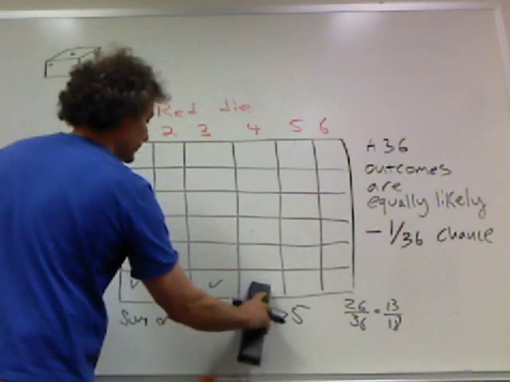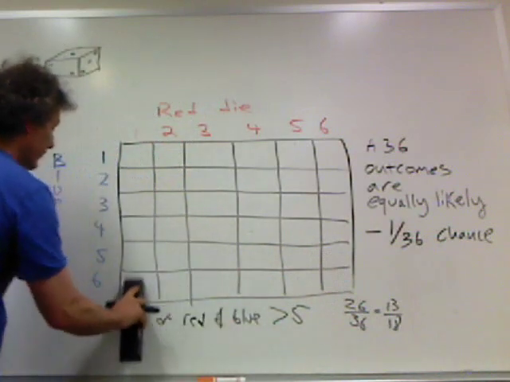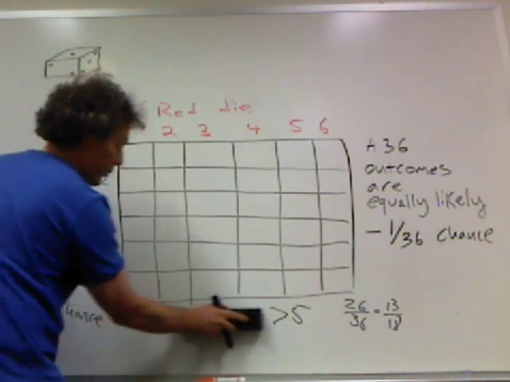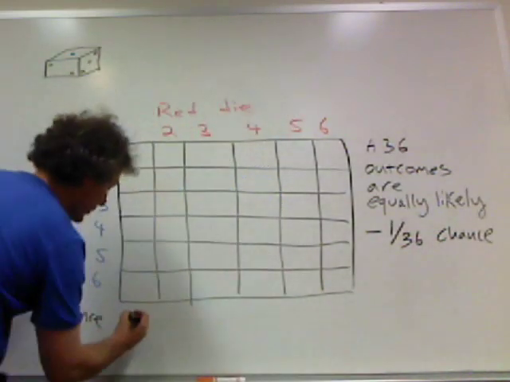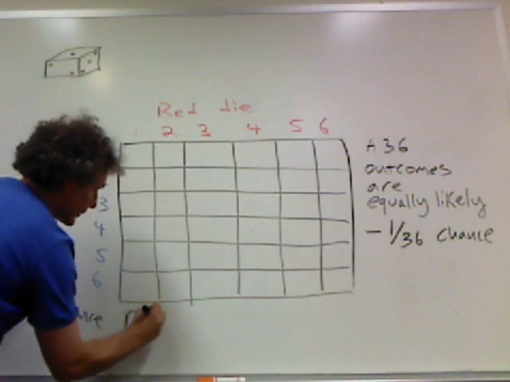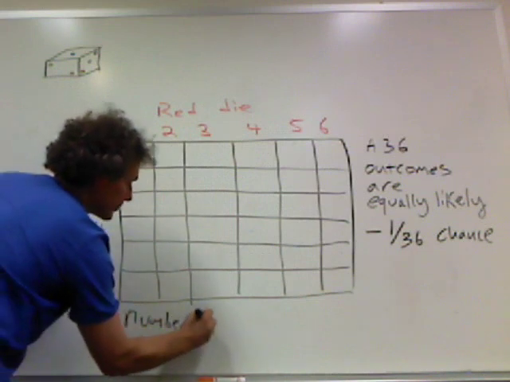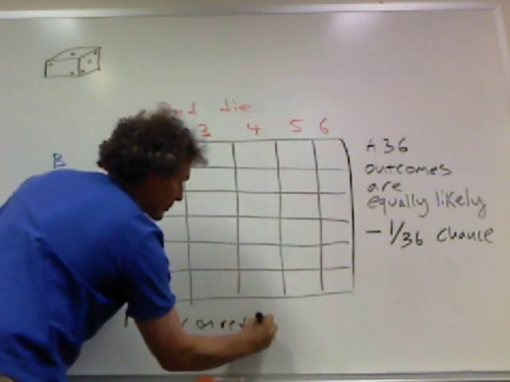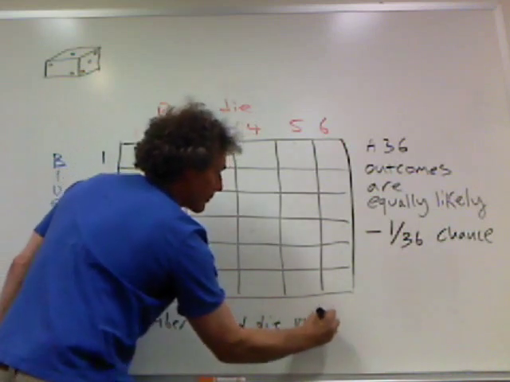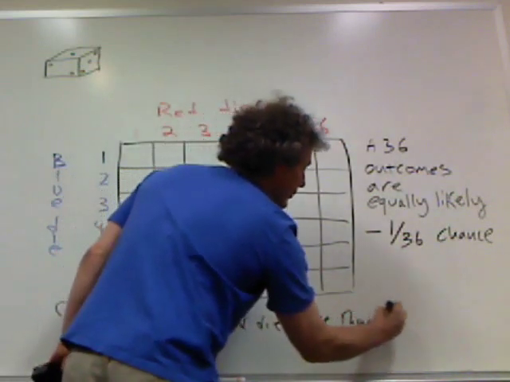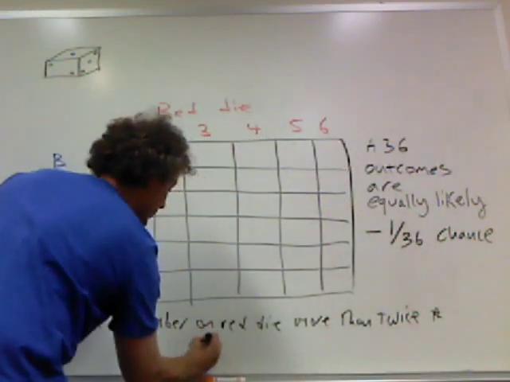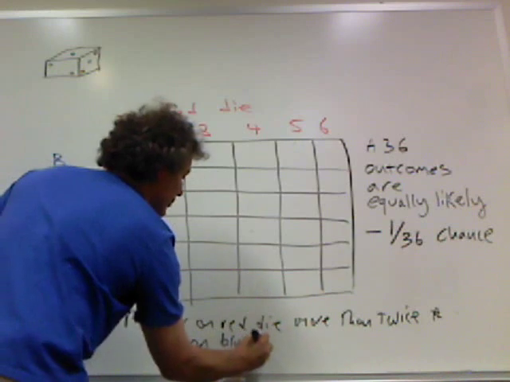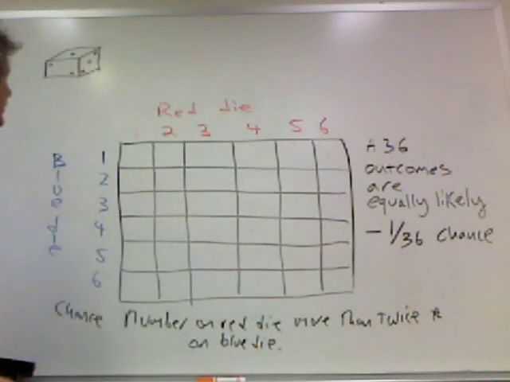I'll write that down. So you're supposed to find the chance that the number on the red die is more than twice the number on the blue die. Okay? So let's see. We're just, again, going to go through and say for which ones that is true.